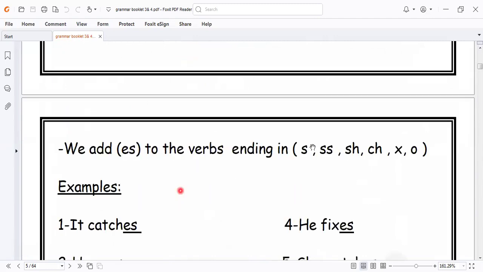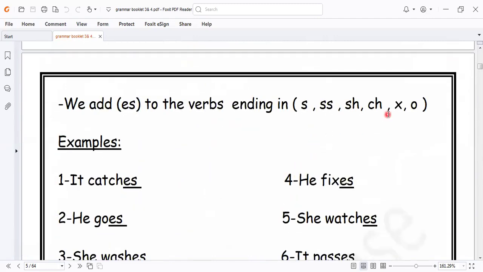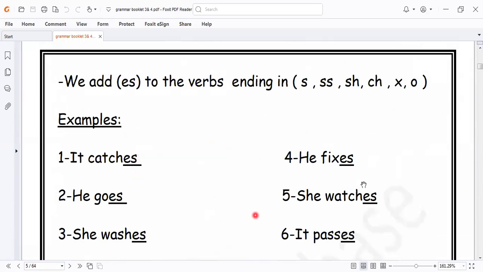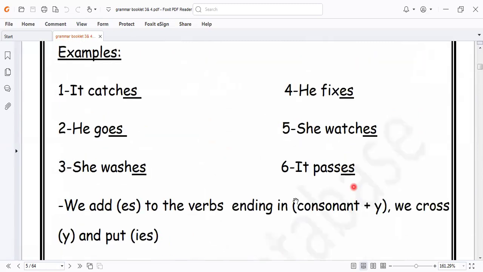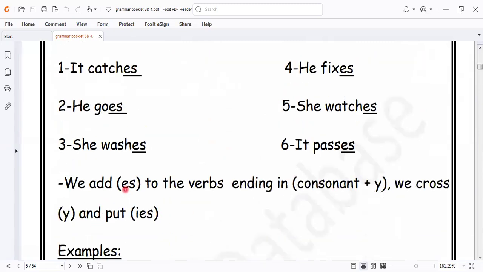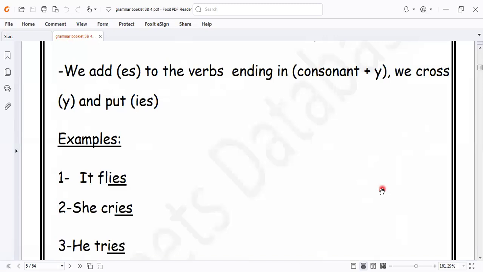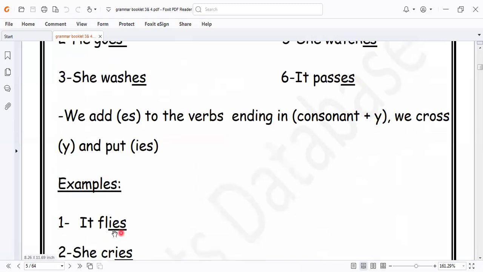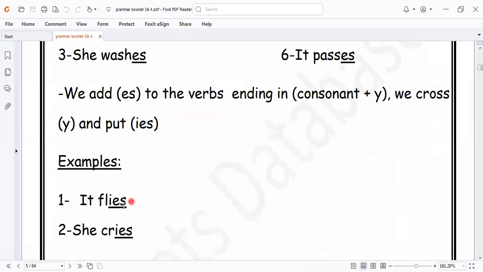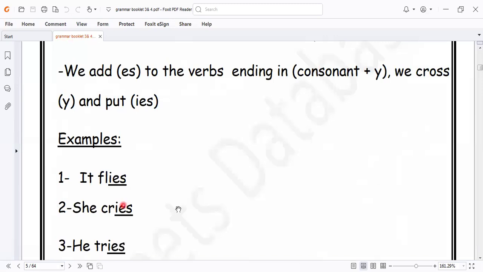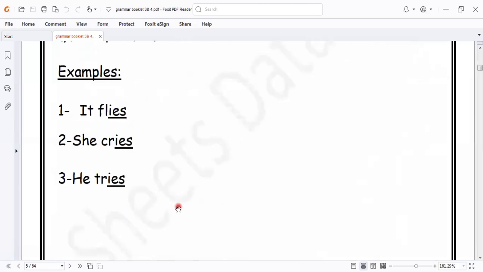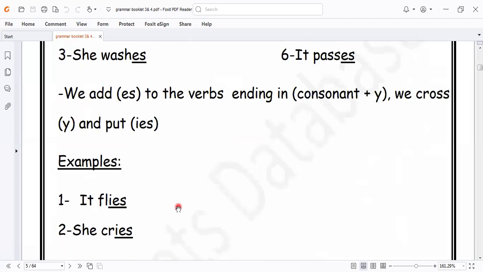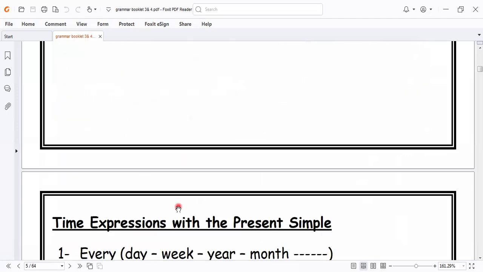If we have double s, or s, ch, sh, x, o, we add es, and so on. If we have a consonant before y, we omit y and add ies, like fly becomes flies, cry becomes cries, and so on. We add ies to the verb.